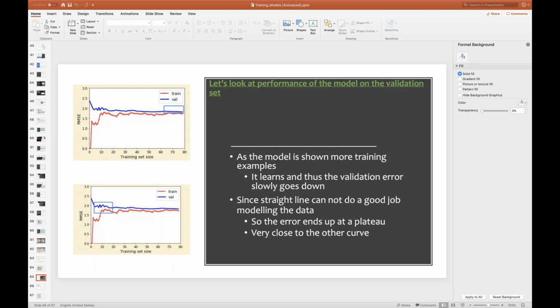Now, since a straight line cannot do a good job modeling the data, the error ends up at the plateau. Look at the difference between the last diagram and this diagram. Now I'm talking about the blue line, which is validation data. Okay, look at the diagram below, the blue color line and the red color line and the highlighted part. Now this is very close to the other curve because we have properly trained it on more training examples. That's the importance of it. Slowly you're getting it.